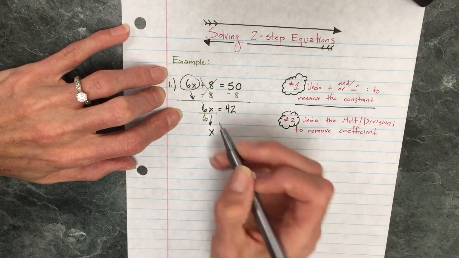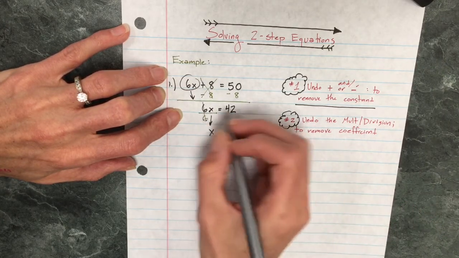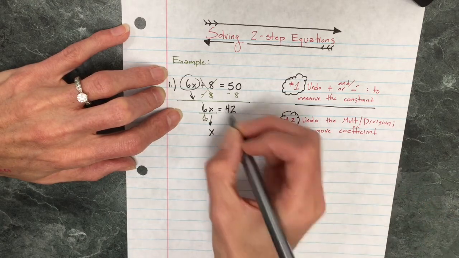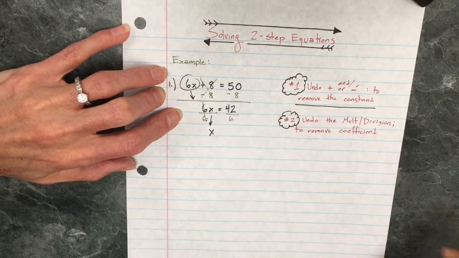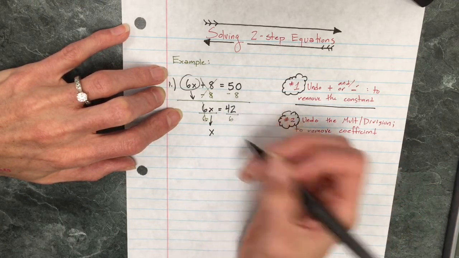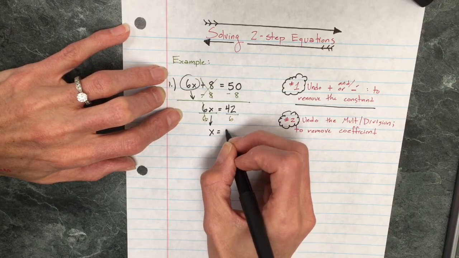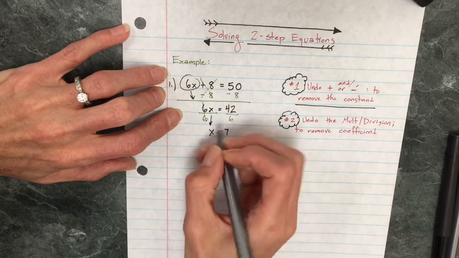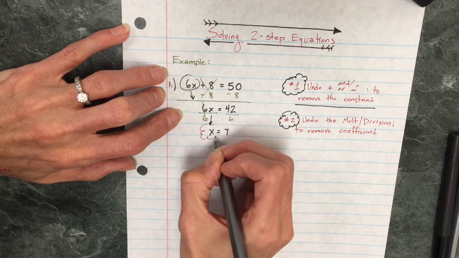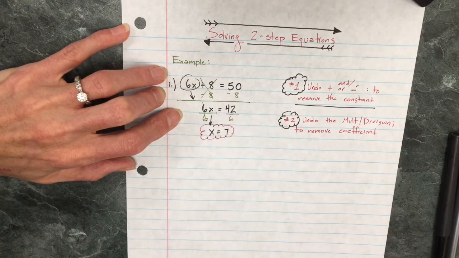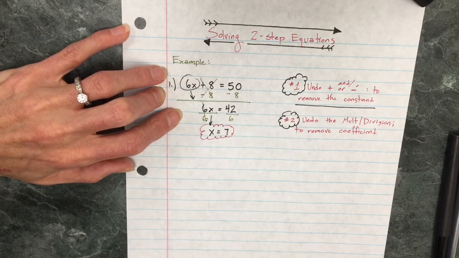But wait a minute, I got to keep my equation balanced. It's not equal right now if I divide by 6 on this side. So I need to divide by 6 over here. And 6 goes into 42 7 times. And that is what x equals. Now, I'm pretty sure that's the answer.